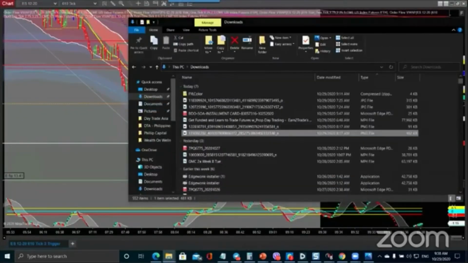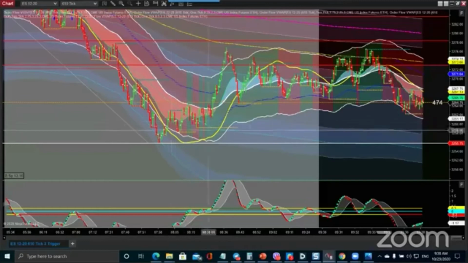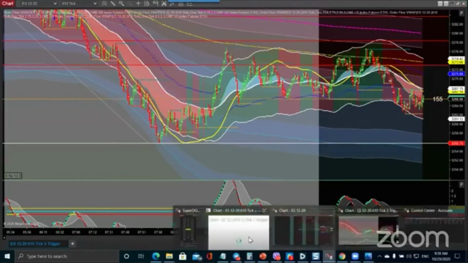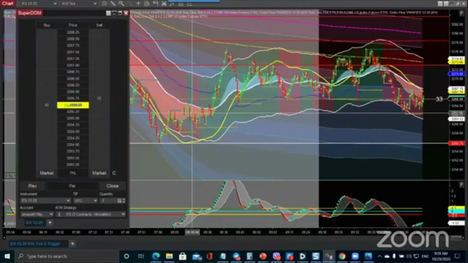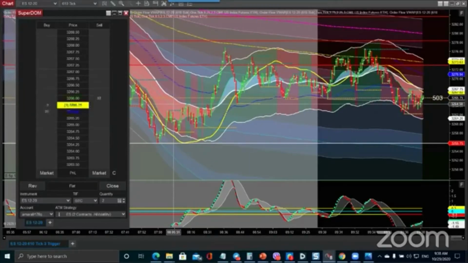So what I'm going to do now is just look for a high probability entry and do that. I'll be trading two contracts. My goal is just to make anywhere from $200 to $400. And that's my goal.